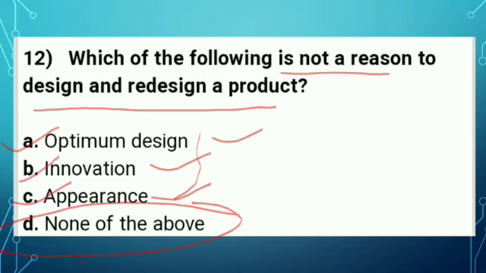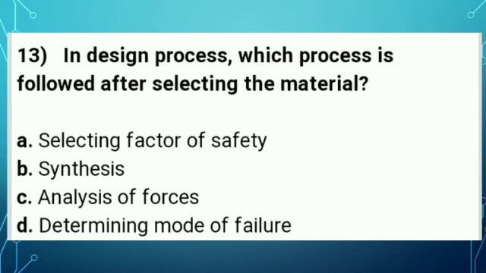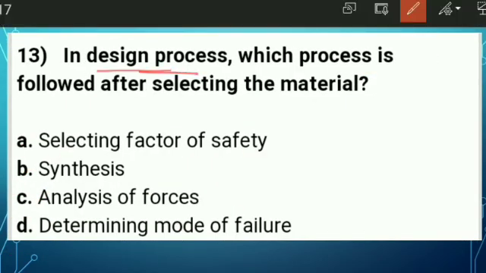Okay, next question, question number 13. In the design process, which process is followed after selecting the material? So in that case, in the designing process, after selecting the material, we have to consider how it can fail, how the material can fail, or how the object can fail with this material. So determining the mode of failure is the right answer.